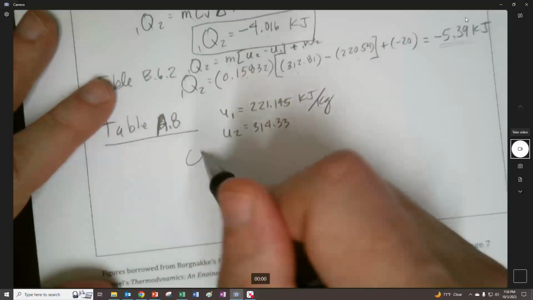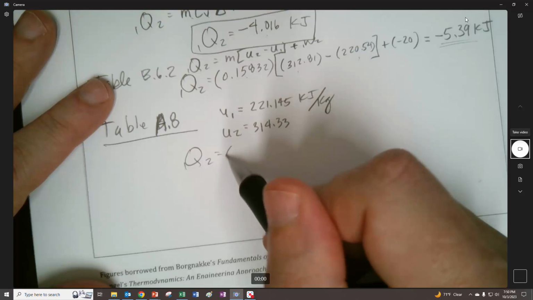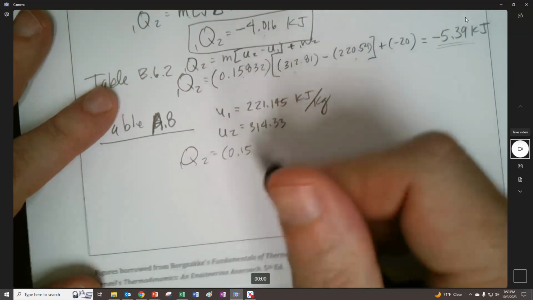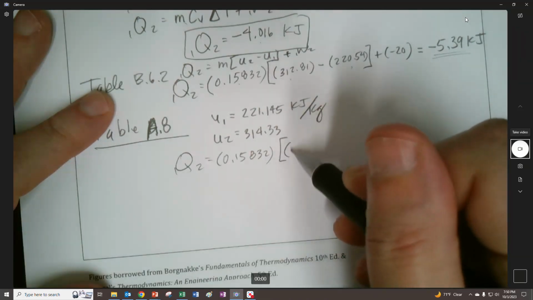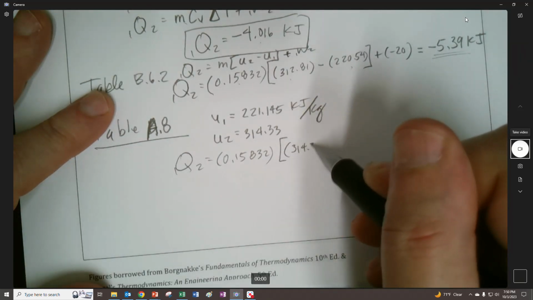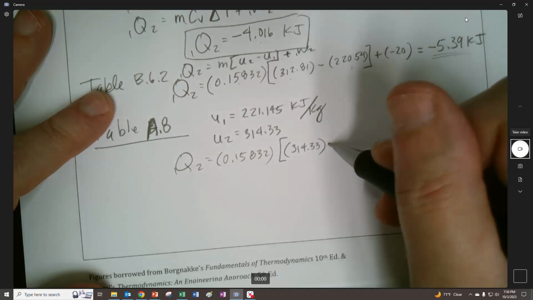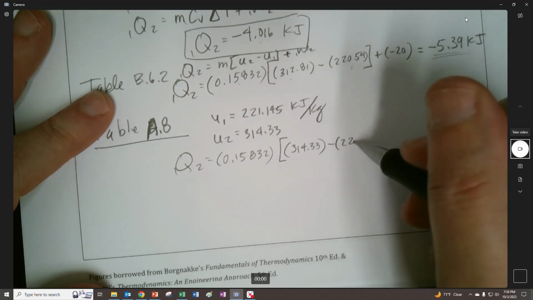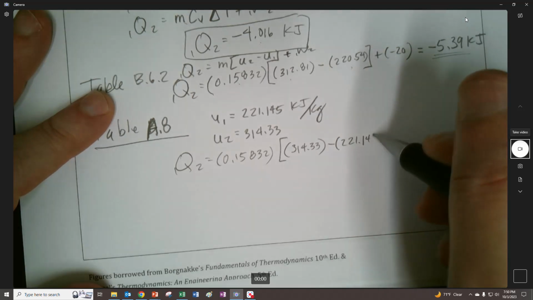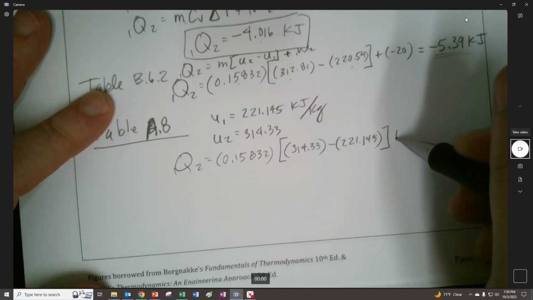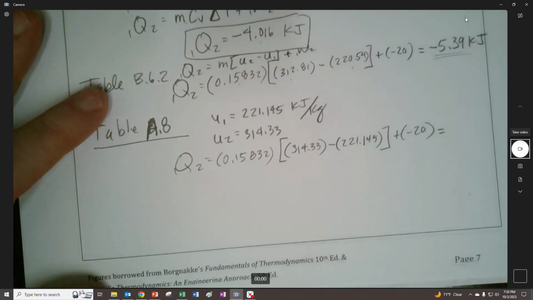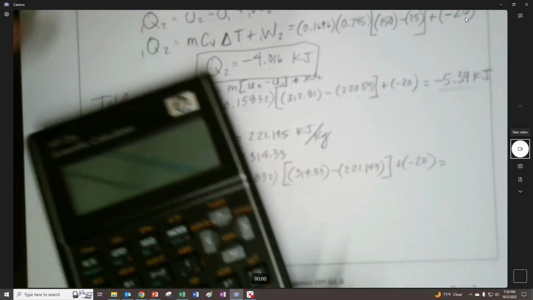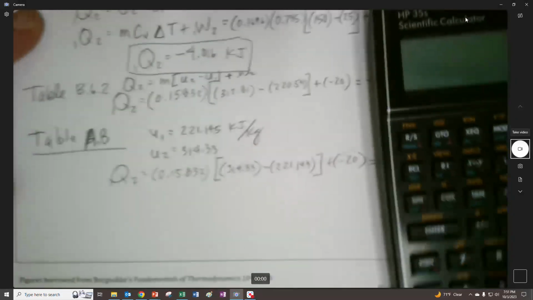Okay. So Q1 to 2 is going to be 0.15832 times 314.33 minus 221.145. That's a lot of digits. Plus negative 20. And we have a calculator somewhere? Sure. You don't need to see me plug numbers into the calculator.